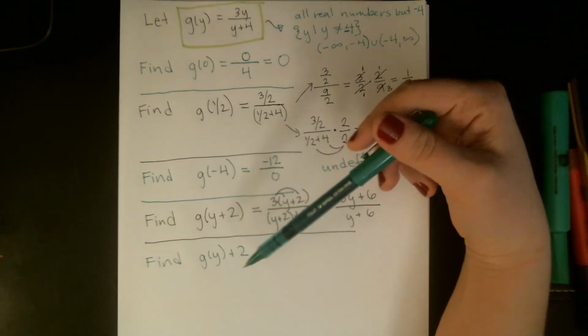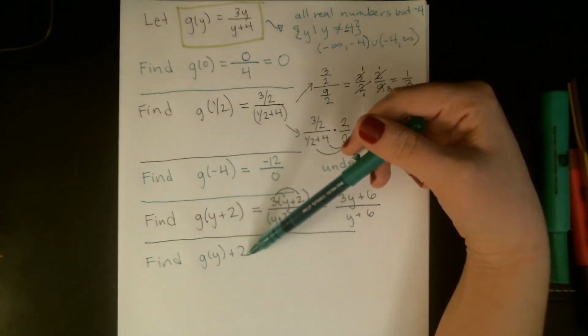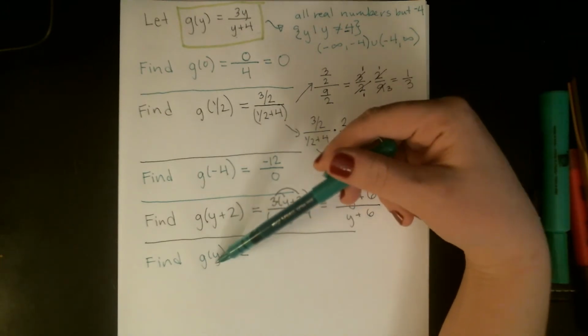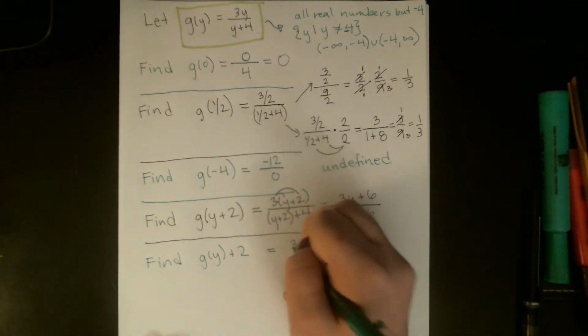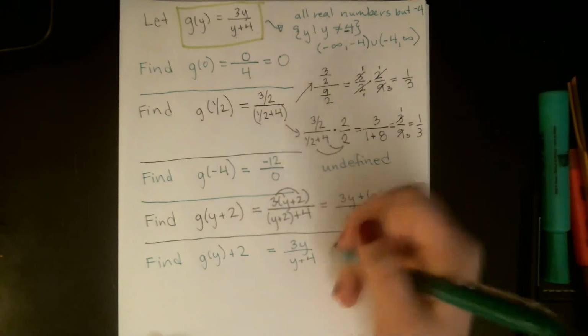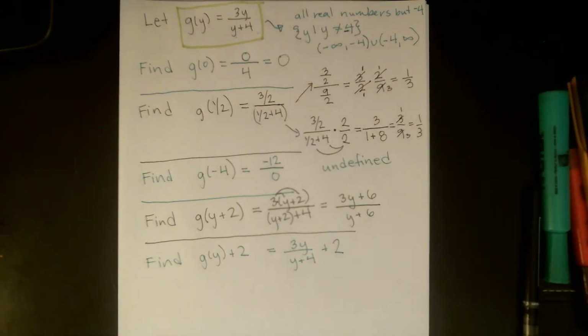This is not saying to add 2 to your input. This is saying to add 2 to your output. So this says plug y into g. When we plug y into g, we get 3 times y over y plus 4. And then we're supposed to add 2 to our output.